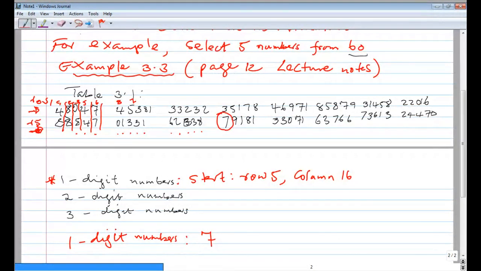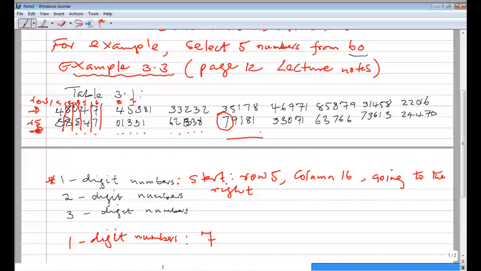So now we're starting from row 5, column 16, going to the right, so that you can have an idea. In other words, we're starting from 7 going this way. Okay? Start from row 5, column 16, going to the right. And we're using the one digit numbers. So the first value there is 7 because it's our starting point. What is the next value there?